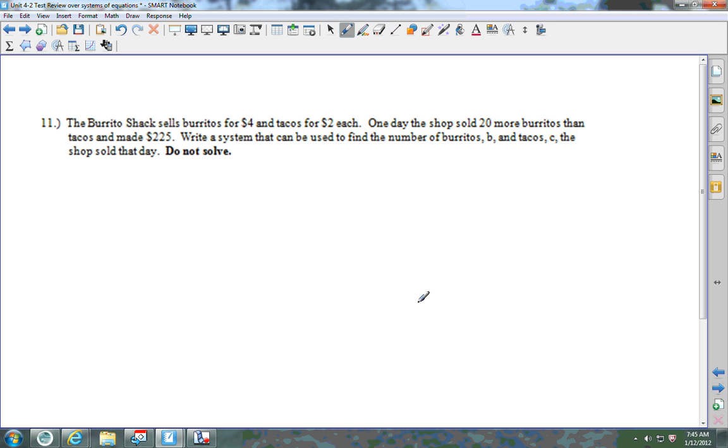The next one, right here, remember it says do not solve. It says the Burrito Shack sells burritos for $4 and tacos for $2 each. One day the shop sold 20 more burritos than tacos and made $225. Write a system that can be used to find the number of B burritos, and they're using C for tacos. Well, first off, let's figure out how much money they made. You take $4 for the burritos times B plus $2 times the tacos, and they're using C for tacos, and they made $225. There's your first equation.